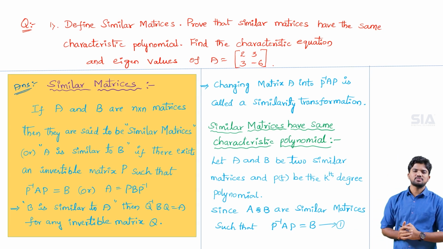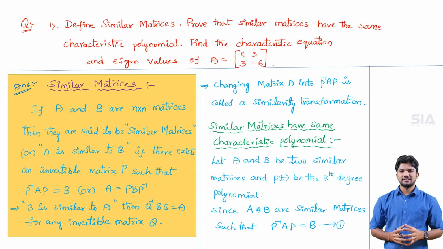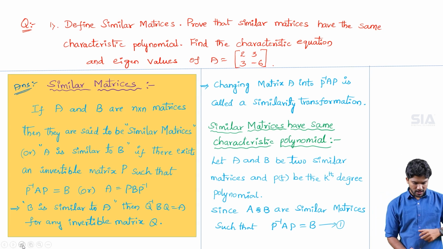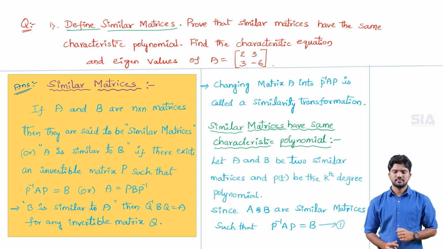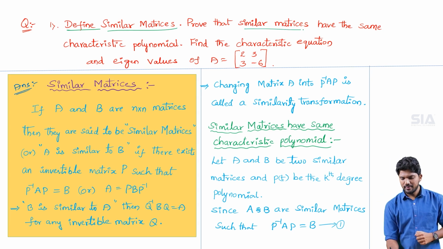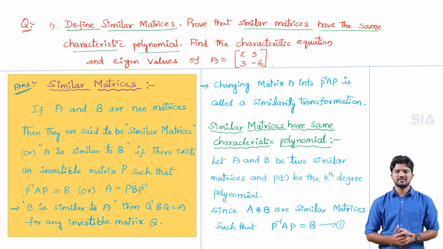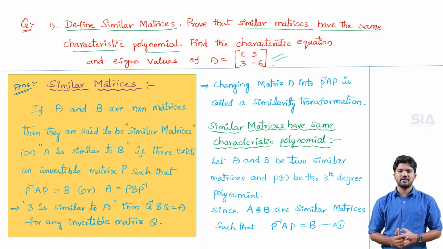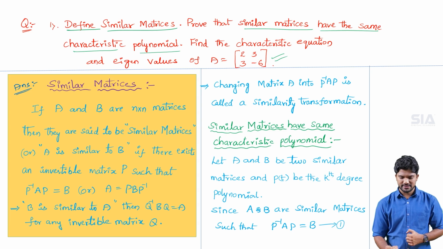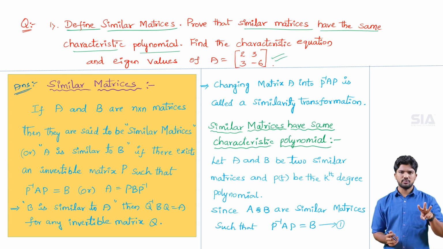So now in this lecture, we are going to discuss another topic, that is similar matrices and problems based on similar matrices. First of all, observe the statement: define similar matrices. Prove that similar matrices have the same characteristic polynomial. That is the second question. And the third question is, find the characteristic equation and eigenvalues of a 2 by 2 matrix, that is [2, 3; 3, -6]. Here we have three problems.